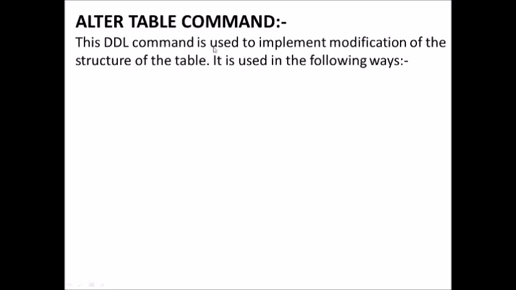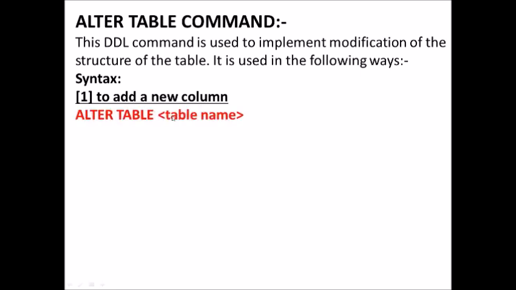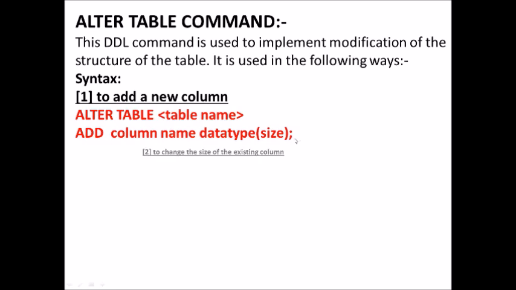So it is a DDL command which is used to implement modification on the structure of the table, and there are many ways in which you can modify the structure of the table. Like if you want to add a new column, then you have to use this particular format, that is alter table, the name of the table which you want to modify, and add keyword is used to add a new column, and add is followed by the column name, the data type, and the size within round bracket, semicolon.